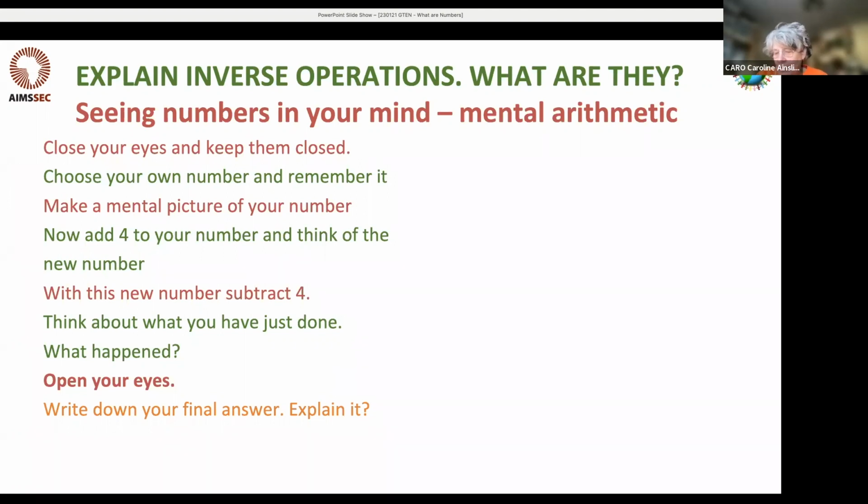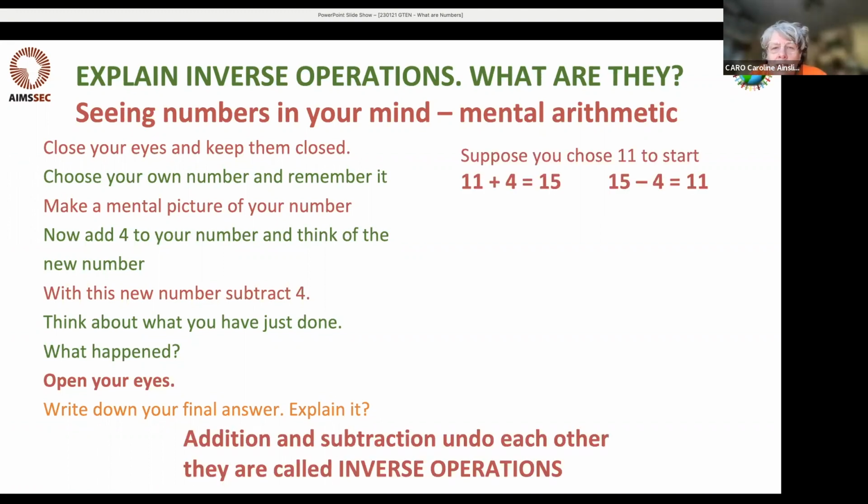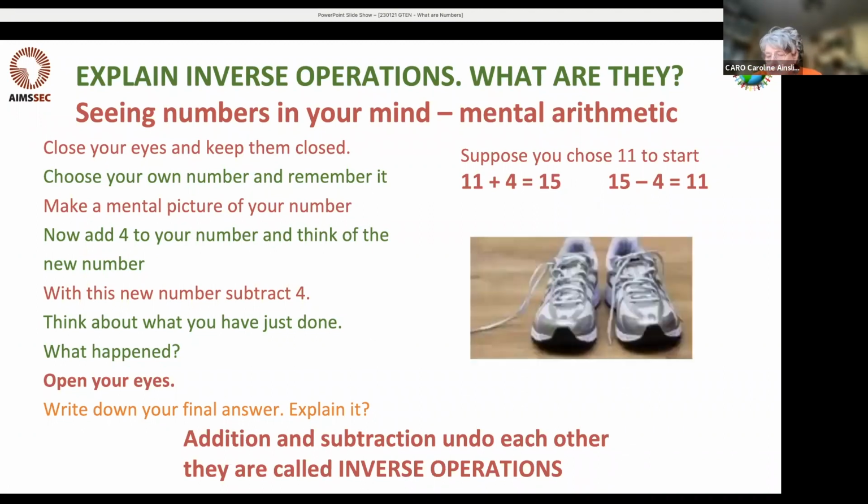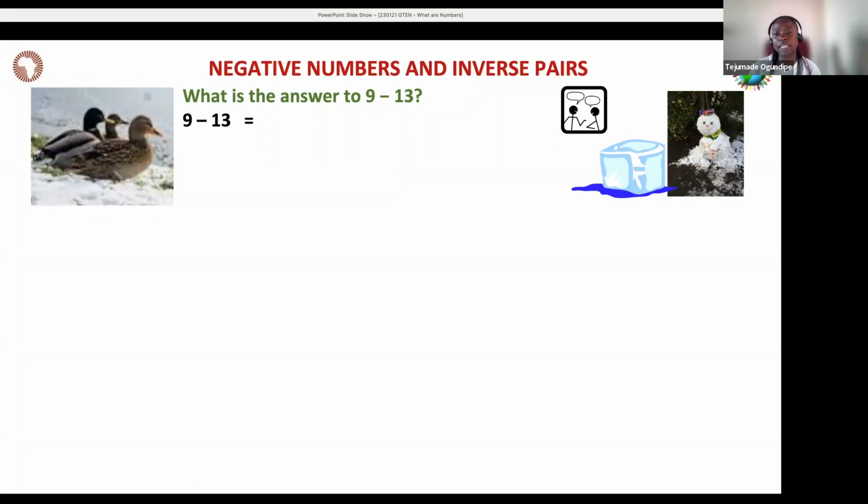literally addition and subtraction undoing each other, like the shoes. And this is an inverse operation. Suppose you chose 11 to start with. 11 plus 4 is 15. 15 minus 4 is 11. And we're showing it using the shoes as an example. So, negative numbers and inverse pairs.